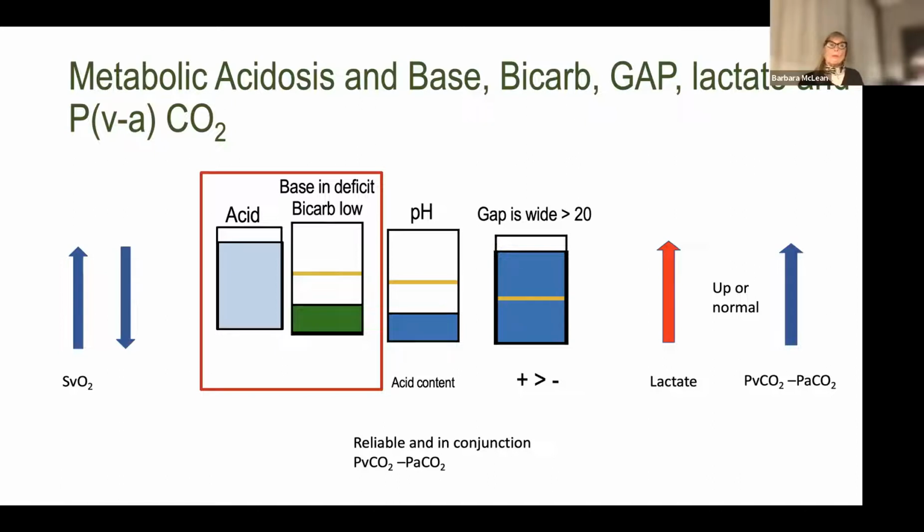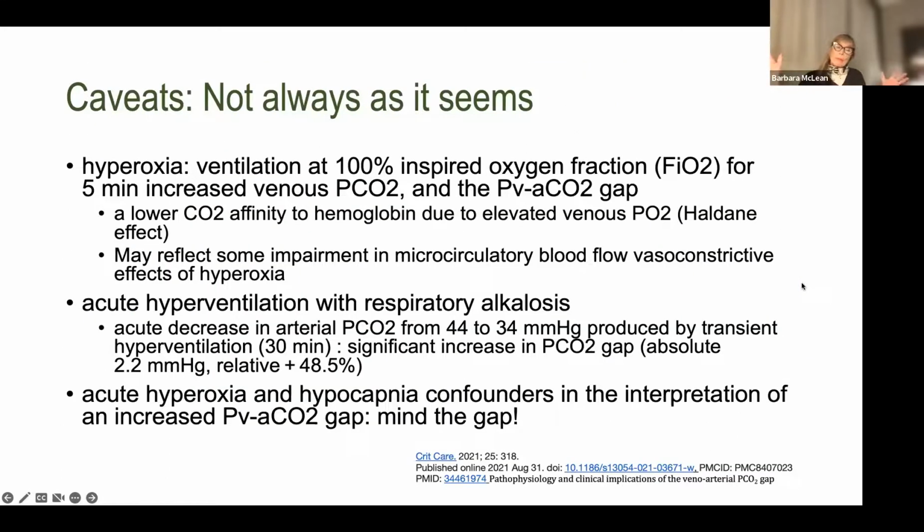What's really going to be important here is base deficit, lactate, and the PVA-CO2, reliable. Now, one thing to say is not always what it seems. If we are ventilating patients at 100%, what that does is it displaces the CO2 from the hemoglobin, because remember, hemoglobin is shared by two parties. Oxygen on the outbound blood flow to the cell, CO2 on the inbound or return blood flow to the lungs. But there's something called the Haldane effect.